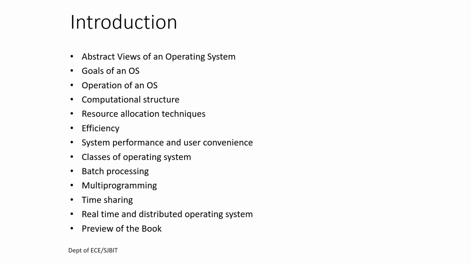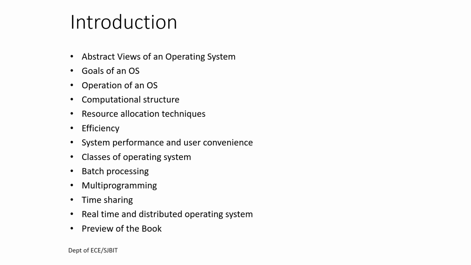Apart from that, in module 1, we are going to talk about the abstract view of an operating system, goals of an operating system, operations of an operating system, computational structures, resource allocation techniques, efficiency, system performance, and user convenience, and classes of operating system. In that class, we are going to talk about batch processing, multi-programming, time sharing, and real-time and distributed operating systems. These are the things we are going to talk about in module 1.